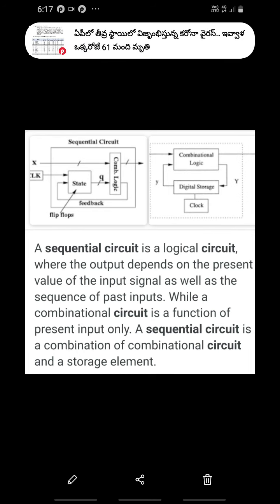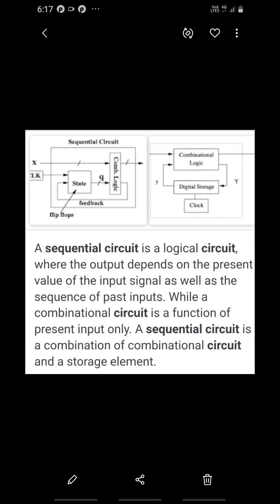A sequential circuit is a combination of a combinational circuit as well as a storage element. Gates and flip-flops are required for constructing a sequential logic circuit. Examples of sequential logic circuits: shift registers, counters, serial adder, RAM, etc.